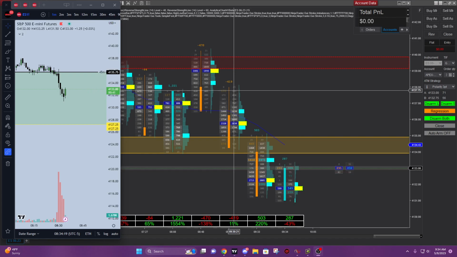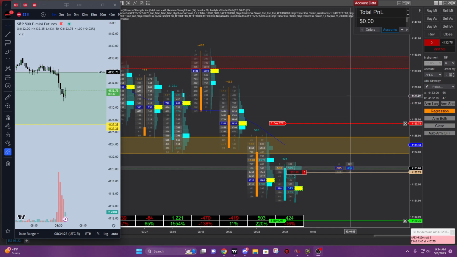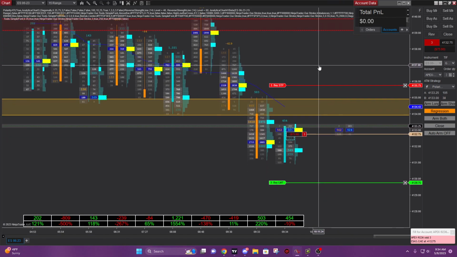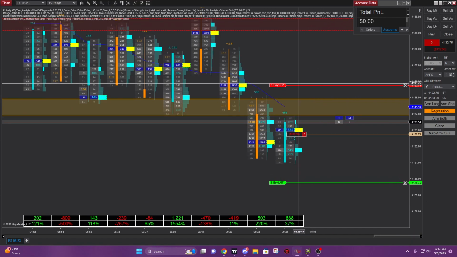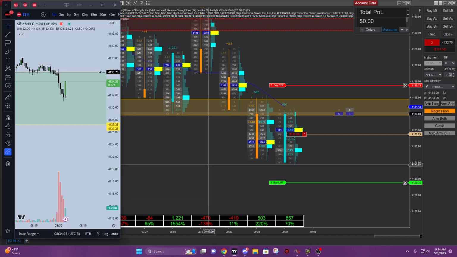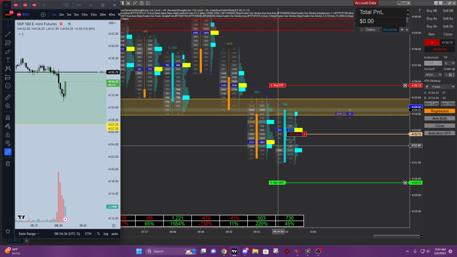Order filled. So there's our first trade entry of the morning. I actually would have preferred it to the long side. So trend would have been the play for that there.